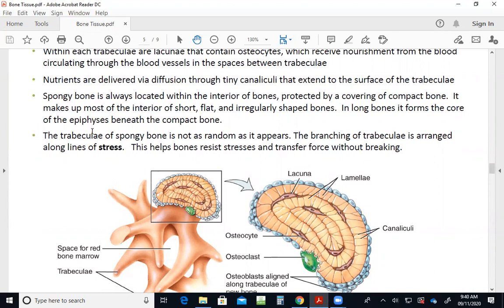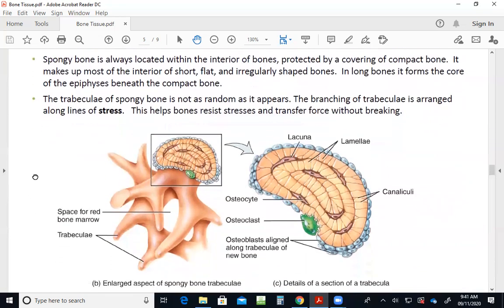That's because, just like we saw in the picture a couple pages ago, places like your scapula or shoulder blade, your sternum, your skull, they're not supporting a lot of weight, so they don't have to be as strong as your long bones. So they can get away with having a lot more spongy bone. In our long bones, it does form the core of the epiphyses beneath the compact bone. We talked about that already.